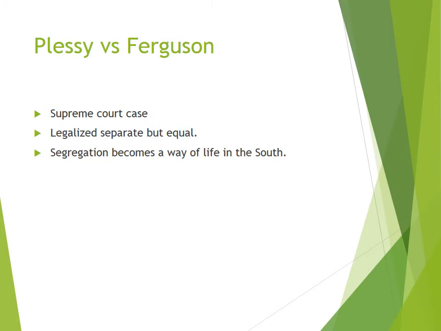Plessy versus Ferguson is a court case that you need to be familiar with. It basically is the judicial branch of the government legalizing segregation in the South. So, way to go, Supreme Court, again, not your brightest moment. In Plessy versus Ferguson, Plessy was riding a train and he wanted to sit in the white car, and he was removed. So he took it all the way to the Supreme Court, saying that this was not right and it violated his civil rights. And the Supreme Court ruled that it wasn't violating his civil rights, that separate but equal was constitutional.